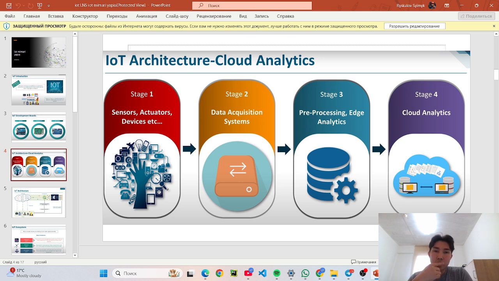Edge processing can analyze the data at the edge. Then cloud analysis, which has a server. So here is the cloud, and the data is shared with our computers here.